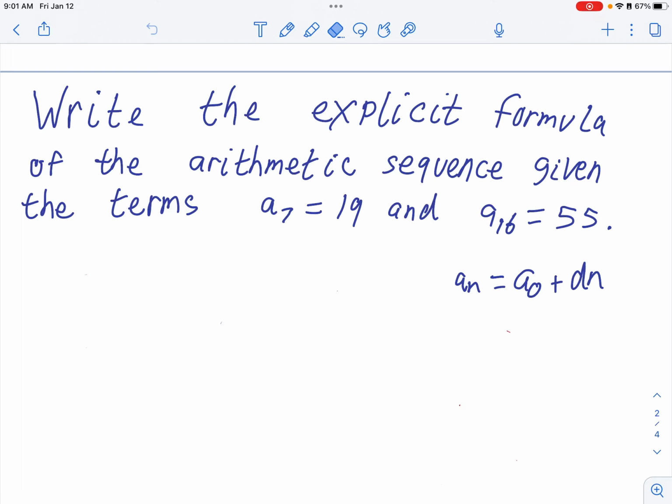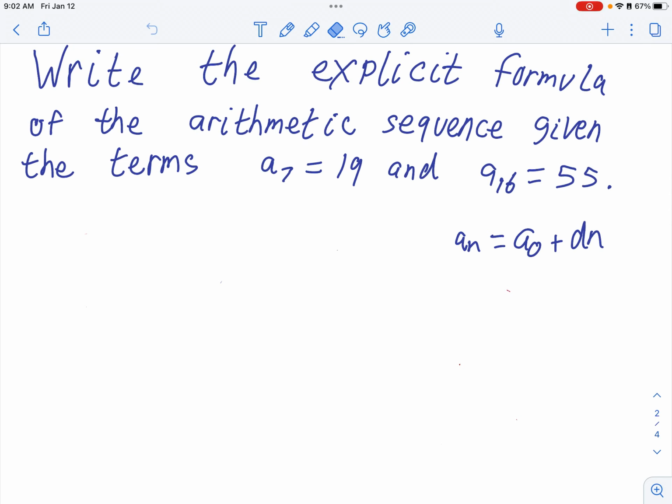Based on what I saw in yesterday's lesson, I want to have a few sample problems to clear up some confusion. So we're going to look at writing the explicit formula of an arithmetic sequence given the terms a sub 7 equals 19 and a sub 16 equals 55. This will work with any type of arithmetic sequence where it's non-consecutive terms. So when terms are not back-to-back, like 7 and 8, 8 and 9, anytime there's a separation.